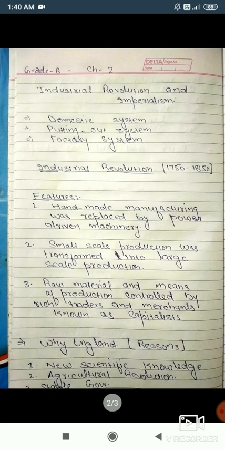This is all we have for today. In this chapter, we learnt about the Industrial Revolution. We learnt about how the domestic system changed into the factory system. Similarly, we learnt about three main features of the Industrial Revolution, and we also learned about why the Industrial Revolution started in England only. I hope you have understood all the concepts.